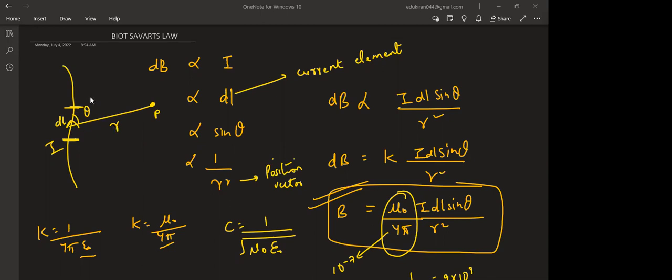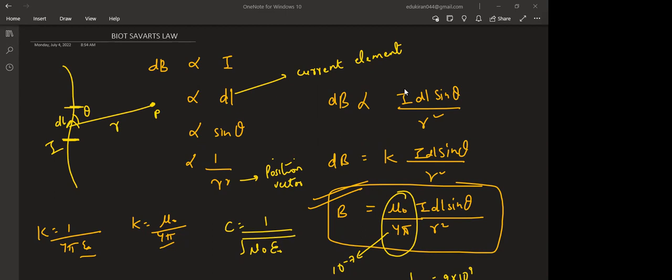Here you can see. Biot-Savart's law says that the magnetic field is directly proportional to the current flowing within the wire, directly proportional to the current element dl, directly proportional to sine theta, and inversely proportional to the position vector squared. So this also follows the square rule. If you combine all of these, dB is directly proportional to I dl sine theta divided by R squared.